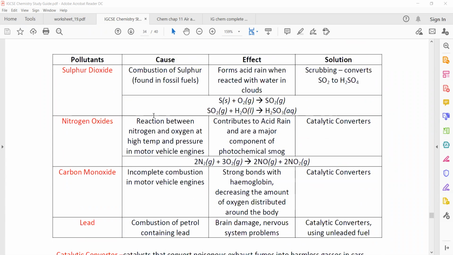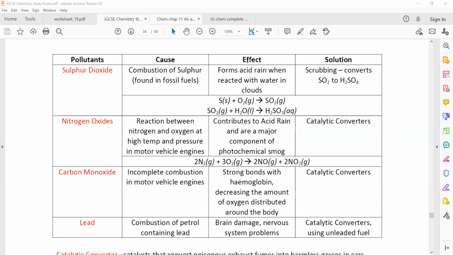Then these are the pollutants, and how we can solve the problem with these pollutants. For example, sulfur dioxide. What is the source of this? It's from combustion of sulfur, or normally fossil fuel which contains sulfur. So when we burn them, it produces sulfur dioxide.